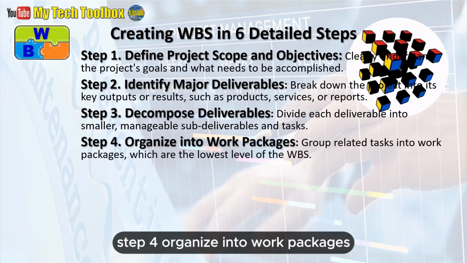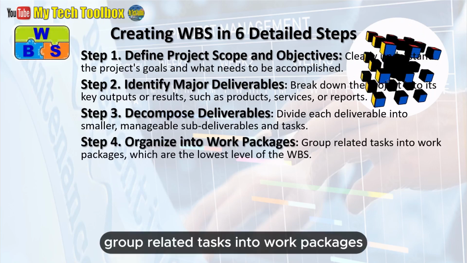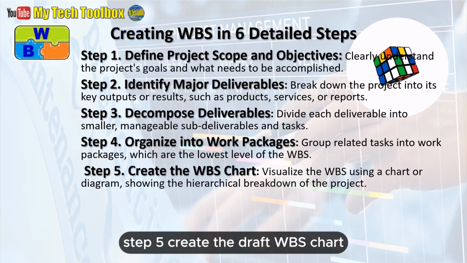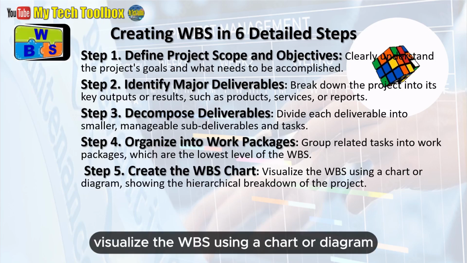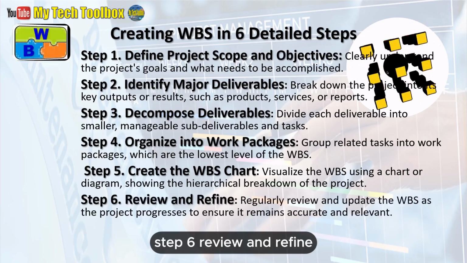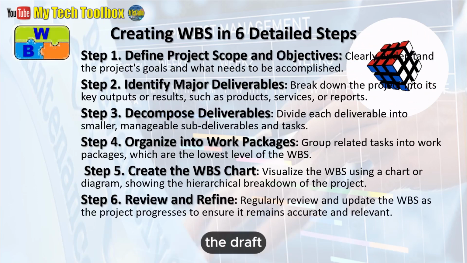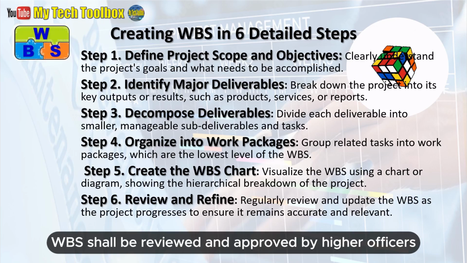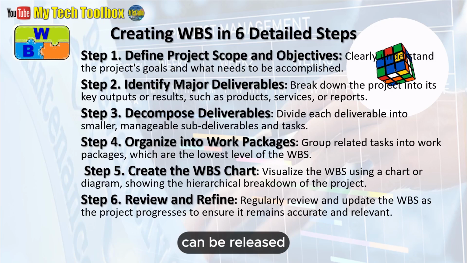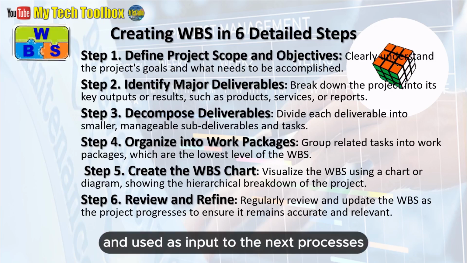Step 4. Organize into work packages. Group related tasks into work packages, which are the lowest level of the WBS. Step 5. Create the draft WBS chart. Visualize the WBS using a chart or diagram, showing the hierarchical breakdown of the project. Step 6. Review and refine. The draft WBS shall be reviewed and approved by higher officers or groups prior to its release to the succeeding processes. Approved WBS can be released and used as input to the next processes.